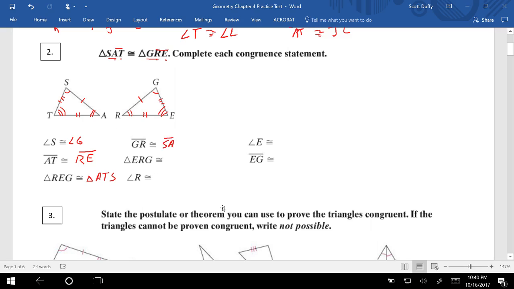Triangle ERG is corresponding, E corresponds to T, R corresponds to A, and G corresponds to S. Angle R corresponds to A, angle E corresponds to T, EG would be this side, and then E corresponds to T, and G corresponds to S. The order matters, people.